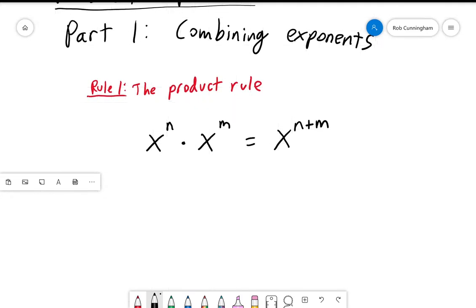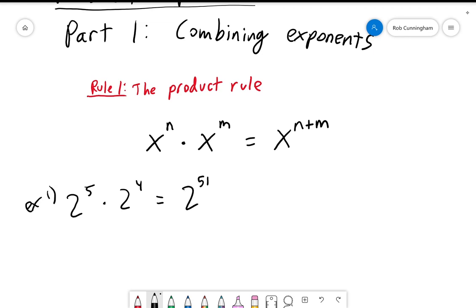So for example, if I had 2 to the 5th times 2 to the 4th, well, that would be 2 to the 5 plus 4, that's 2 to the 9th. But how did I know that? That's a really important thing. It's important that we not just take this formula for granted. Where did it come from? So we already know it's 2 to the 9th by this rule.